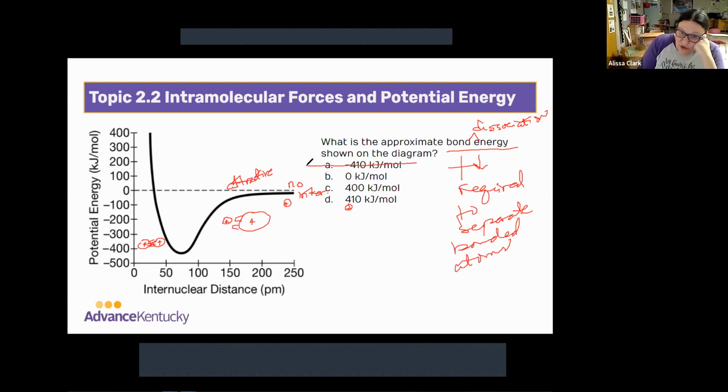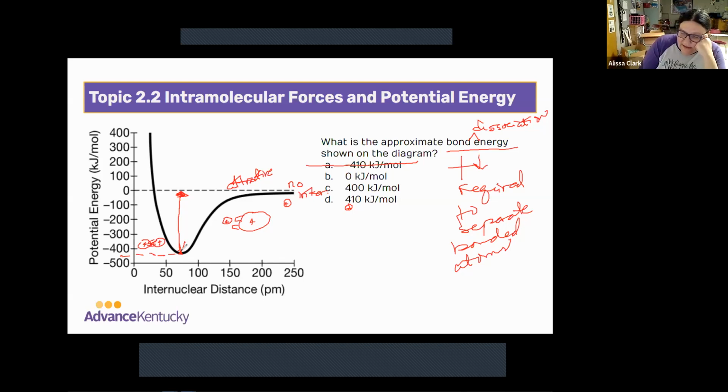Several of you chose A, and I think that is awesome because you are reading it off this graph right here. This is the potential energy of the system when it is bonded. If we are going to break that bond, we're going to pull those atoms apart so that they don't interact with each other anymore. We are going to raise their potential energy to 0. So the bond energy is the positive value of that dip, not the negative one.